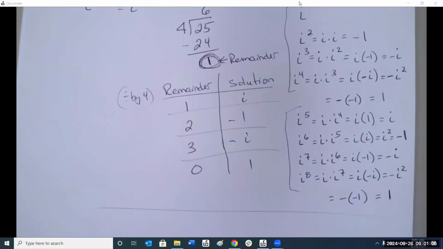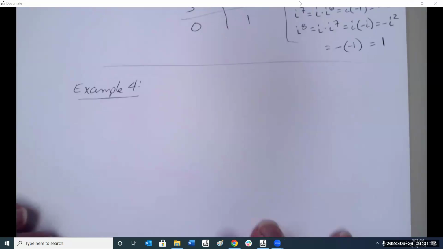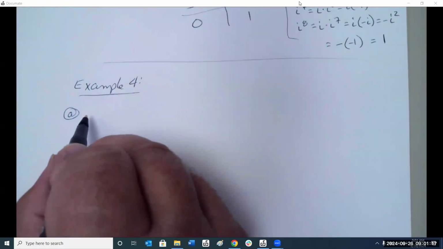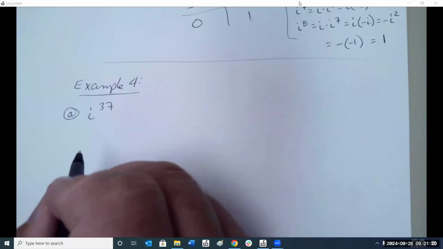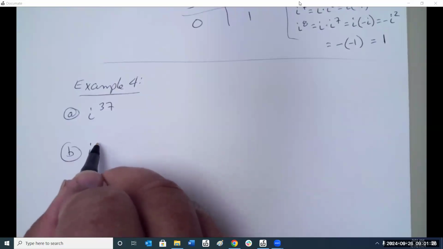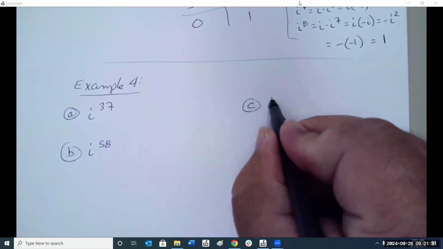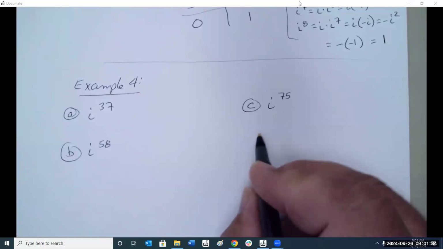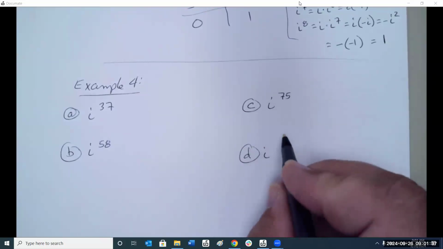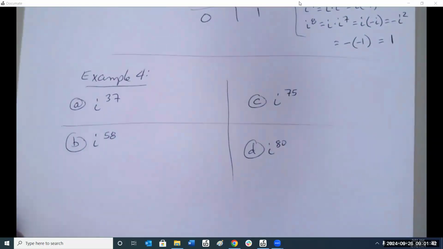Make sense? Let's try example 4. A, i to the 37. B, i to the 58. C, i to the 75th. And D, i to the 80th. Simplify all of these.